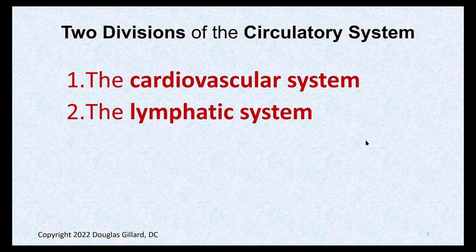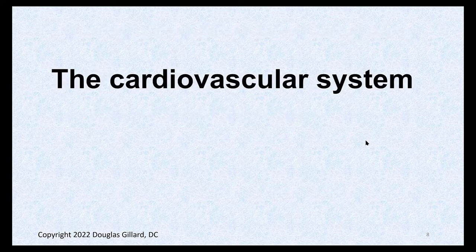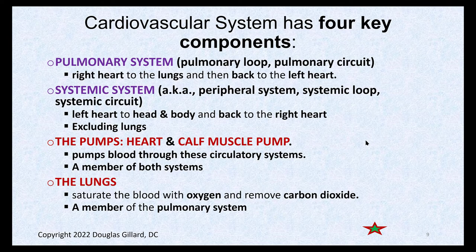There's actually two members of the circulatory system. There's the cardiovascular system, and there's the lymphatic system. I talk a lot about the cardiovascular system in the first half of the quarter. So the cardiovascular system has four components. It has a pulmonary loop or pulmonary system or pulmonary circuit of blood vessels going basically to the lungs, from the heart to the lungs and back.